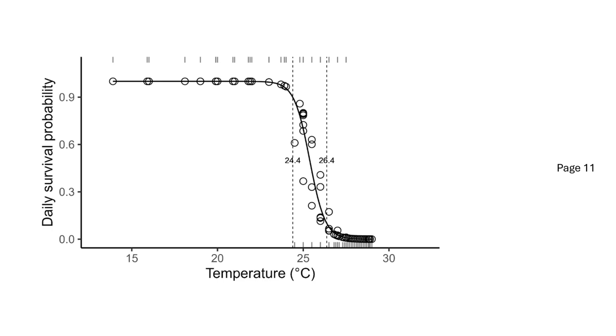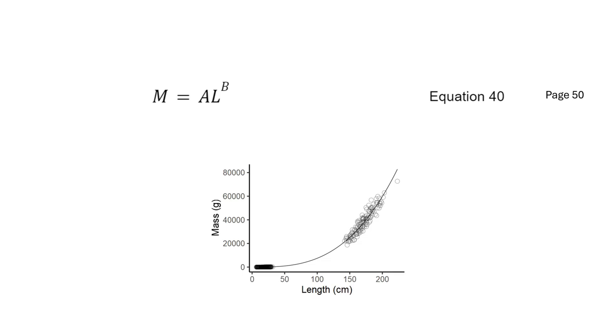Here's an example of daily survival probability for Chinook. And it's showing you that at 24 degrees, they have about 90% survival. And then if you go about 2 degrees hotter than that, they're about 10% survival per day, 26 degrees. And there's a lot of those in this. Mass versus length, another power equation similar to exploration distance.